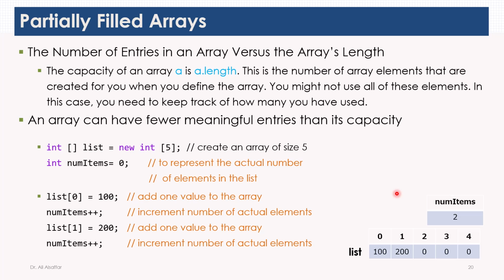Now, if I want to add a third element, then I should add it at index 2, because index 0 is taken, index 1 is taken, so the next available index is 2. So we add into list[2], let's say equal to 300, and we increment num items by 1 and it becomes 3. So you need to take control of the elements that you are adding into the array by yourself. And maybe at the end, the list will be full. So when you keep adding, you have to make sure that you do not exceed the capacity of the array. Therefore, num items should be less than or equal to the length of the array, which is the capacity.